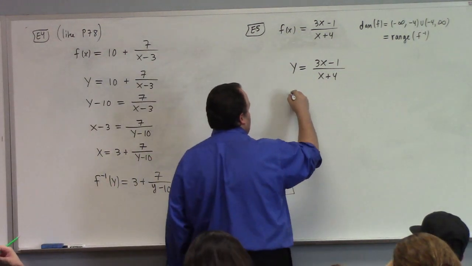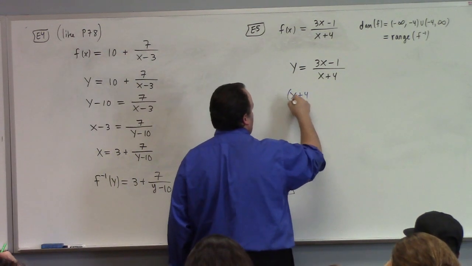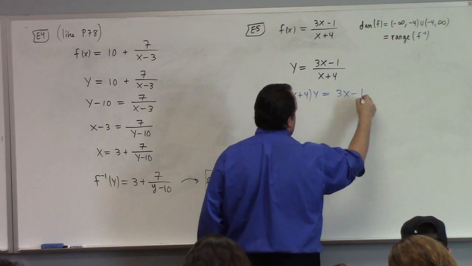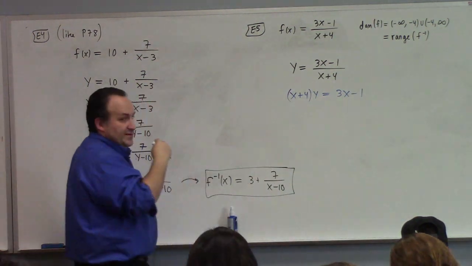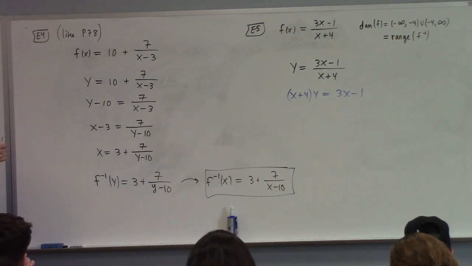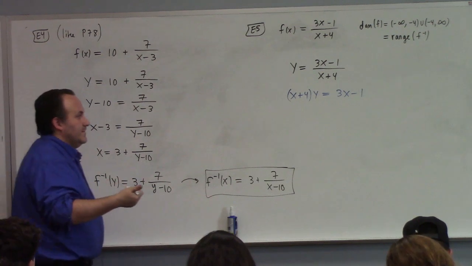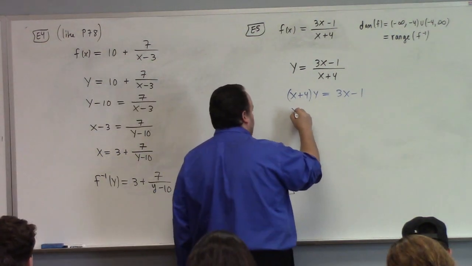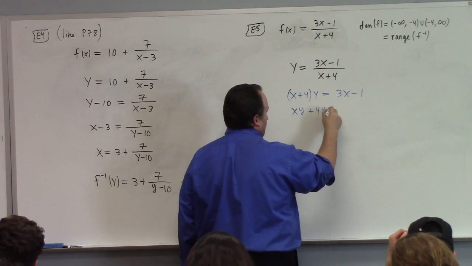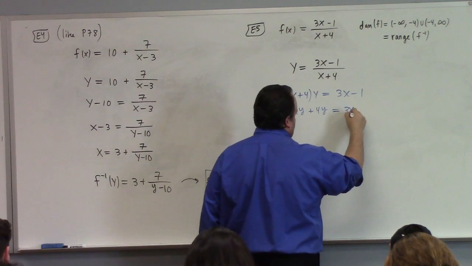So this is going to give us (x plus 4) times y is equal to 3x minus 1, multiplying the denominator to the other side. Now I should distribute, right? This is going to give me xy plus 4y is equal to 3x minus 1.